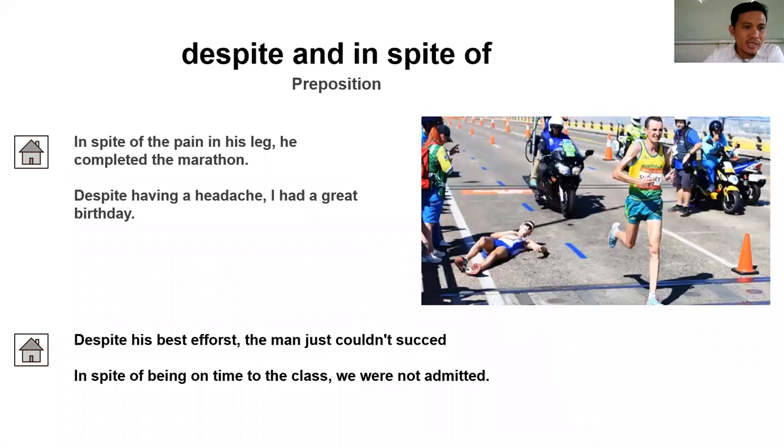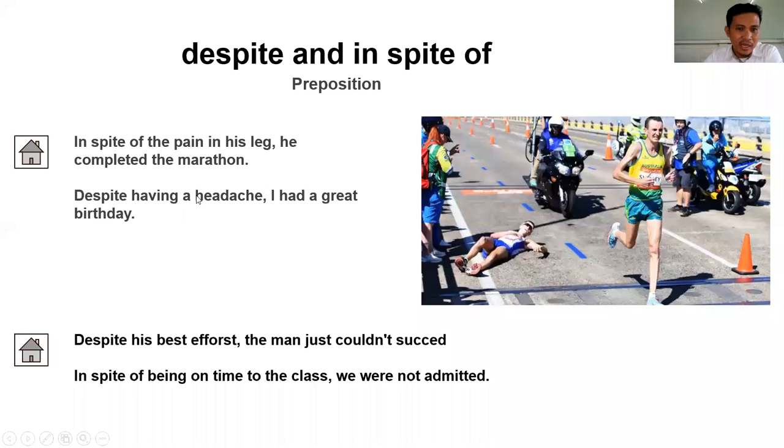Compared to in spite of the pain in his leg, he completed the marathon. What is coming after in spite of? In spite of is followed by the pain in his leg. Do you find a subject and predicate or verb there? There is none. It's only a phrase, a noun phrase. The pain is a noun, and in his leg, there is no verb there. It's called a phrase, a group of words that has no verb and subject.